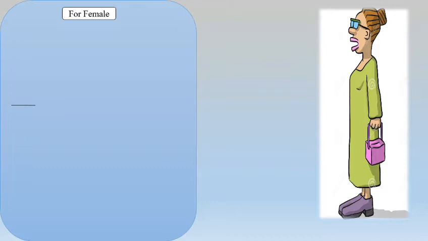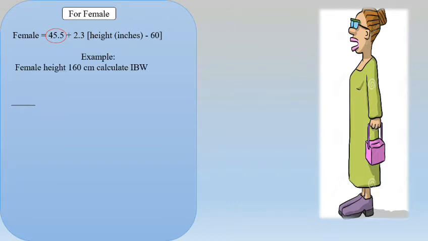We can calculate the ideal body weight of a female by using this formula. It is similar to the male ideal body weight calculator, but here the difference is only 45.5 instead of 50. In male, they put the 50. Let's take an example. I calculate the ideal body weight of a patient having height 160 centimeter.